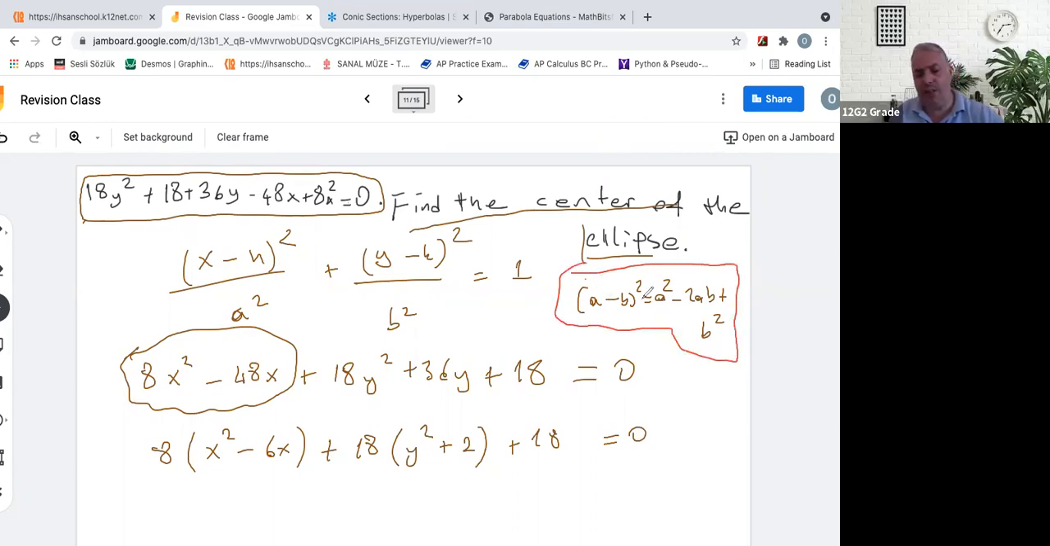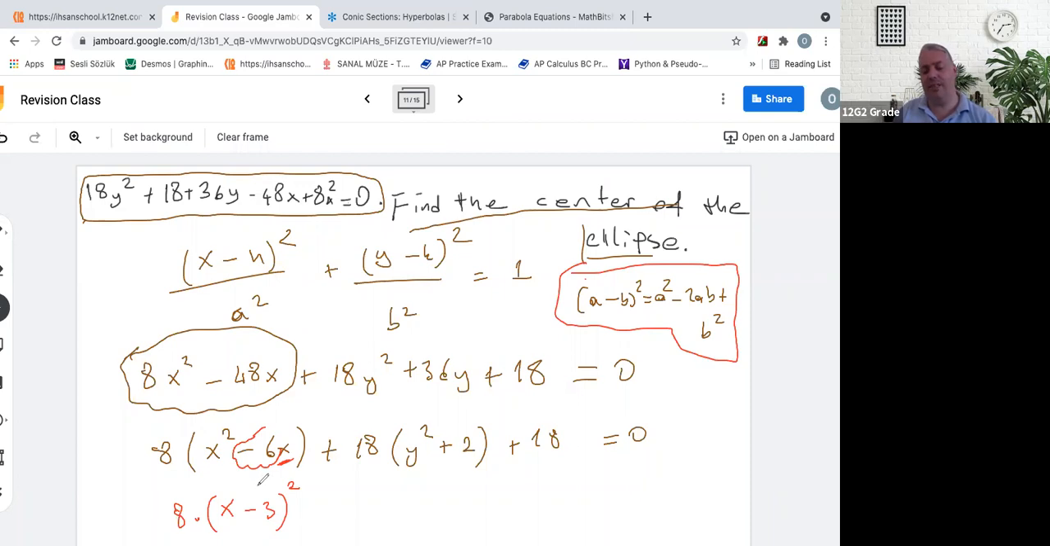Now, in order to use this, be careful. There is one simple rule. Look at the number in front of x. What do you have? So negative 6. Take its half. When you take its half, it will be 3. So we are writing (x minus 3) squared.